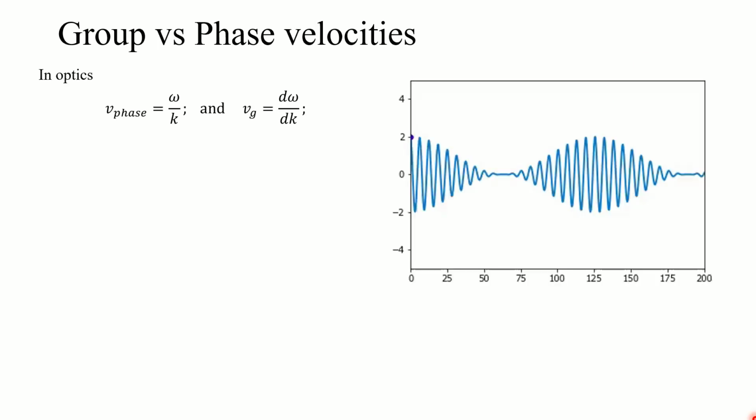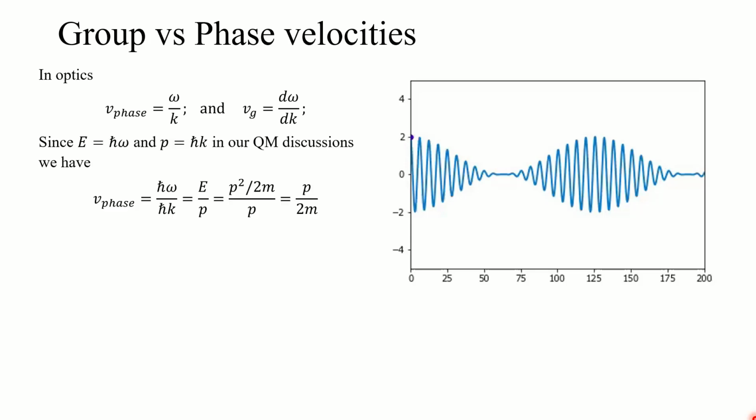But before I end the video, I just want to spend another brief second talking about group and phase velocities. It's one of those things that comes up in a lot of courses, but it's not really central to a lot of courses. It's spoken about in optics, I think, is where it comes up the most. The phase velocity of a bunch of waves is the angular frequency divided by the wave vector, and the group velocity is the derivative of that angular frequency with respect to that wave vector.